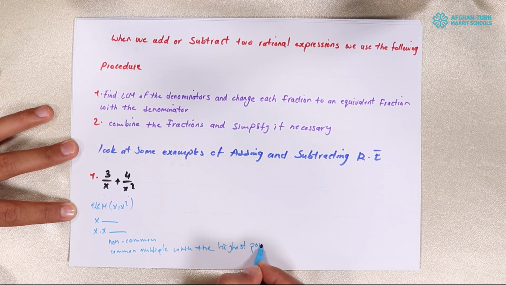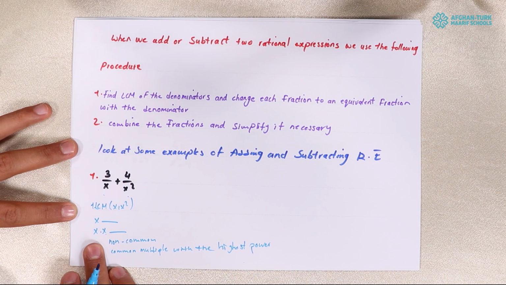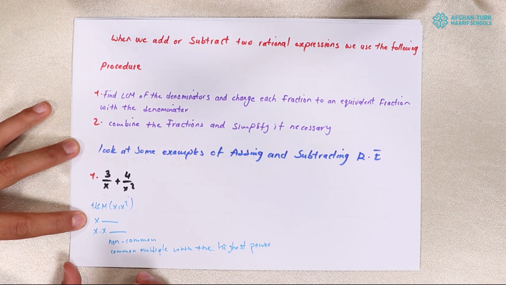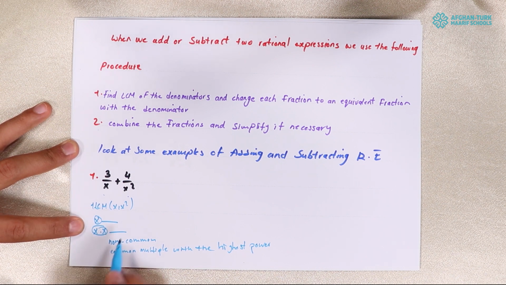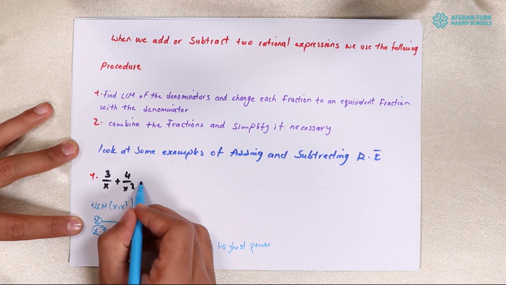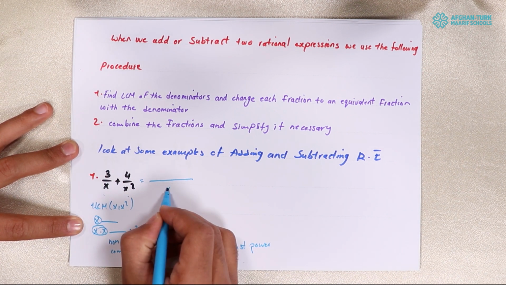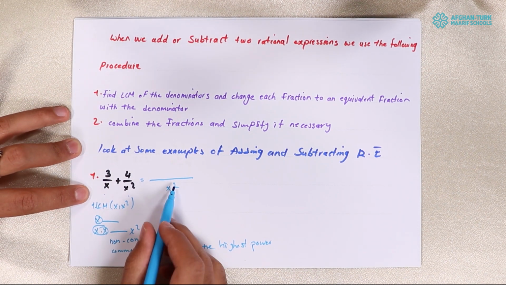In here we don't have any non-common factor to take out. We have just common x. In here we have x, and here we have x squared. So the LCM of these two is x squared. So we have x squared here. We are going to what?